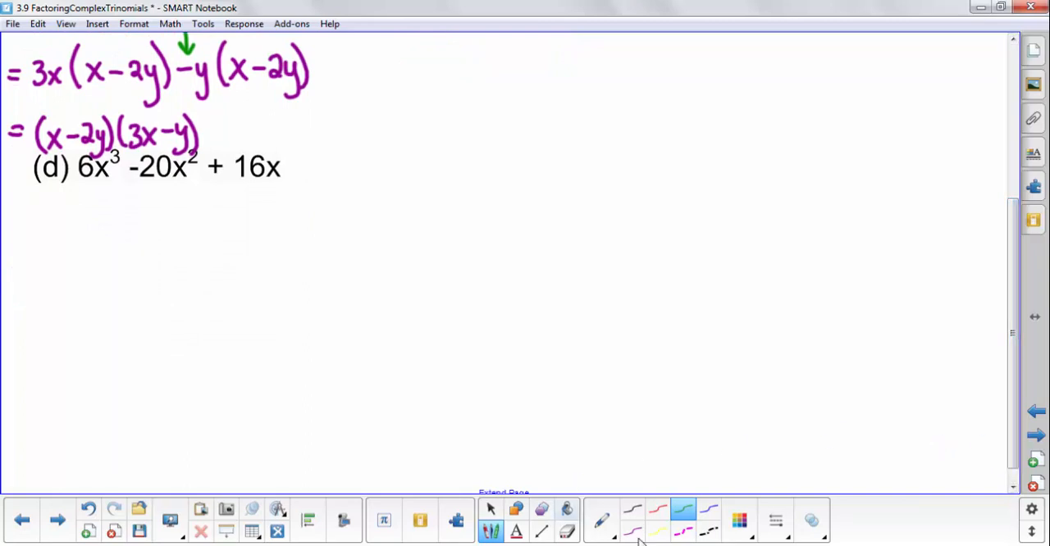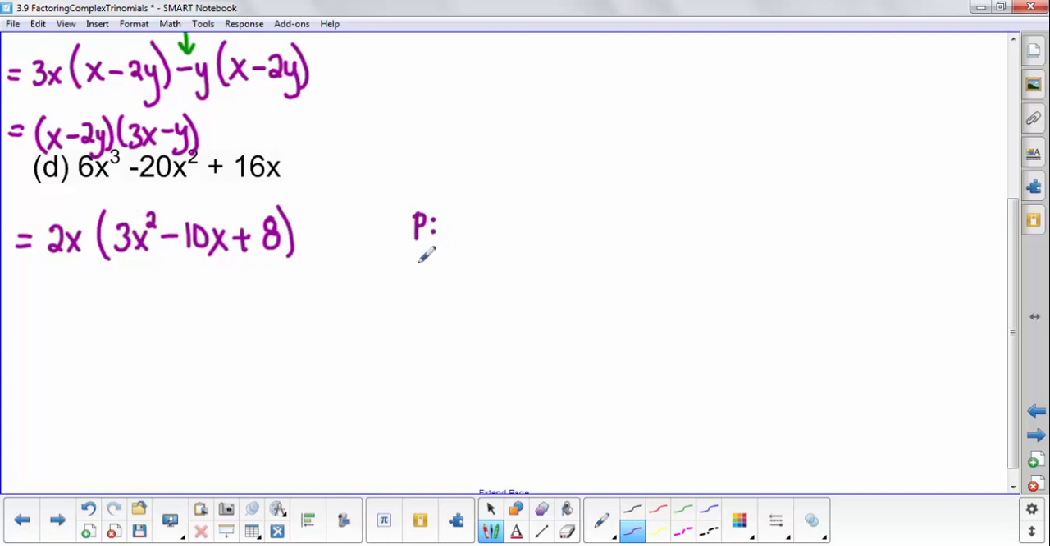For this last one, remember we always try to common factor first. Notice that we have a common factor of 2 and a common factor of x. So we're going to take that out first. That leaves us with 3x squared minus 10x plus 8. And although we common factored, what remains inside the bracket is still a complex trinomial because we still have that value in front of the x squared term.